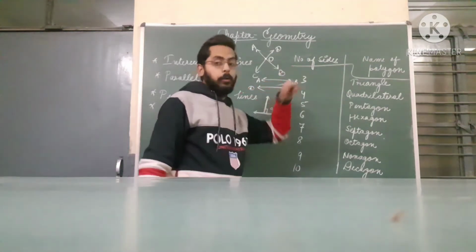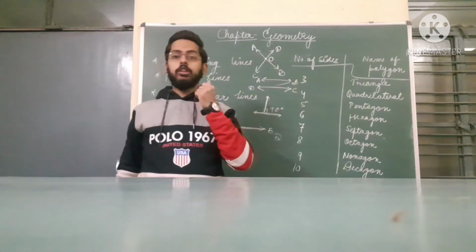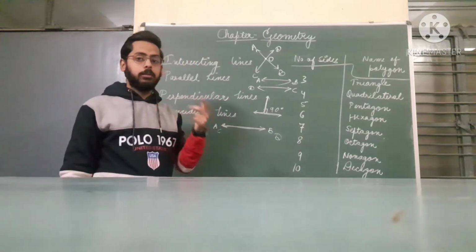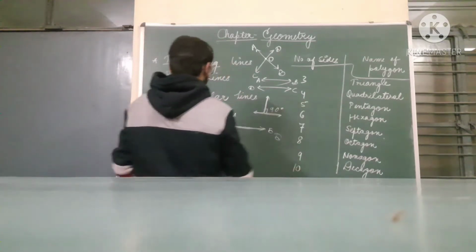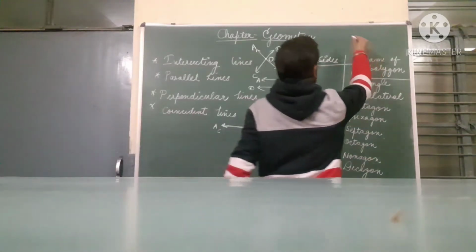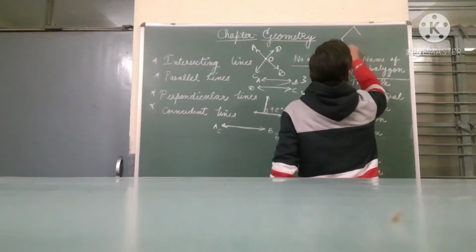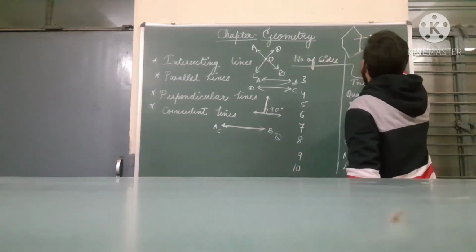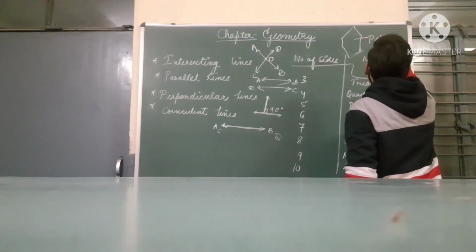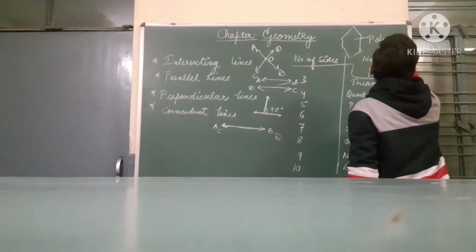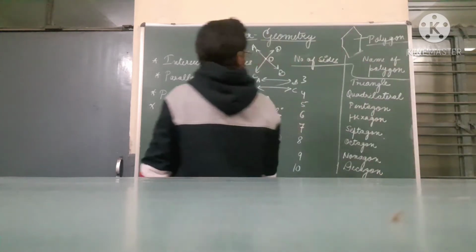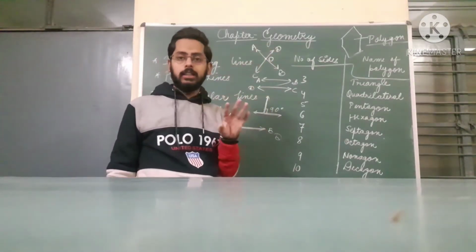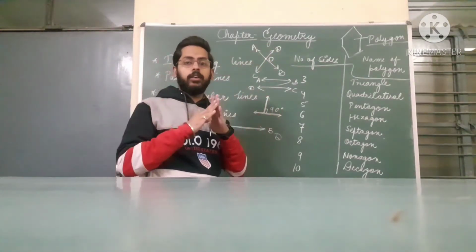Now we will discuss the polygons. What is a polygon? A polygon is a figure which can be formed by joining line segments. Suppose we have taken lines like this. These are the line segments, and we have joined them. After joining them, we got the figure, and that figure is known as a polygon. It does not have to be only 6 sides; for any number of sides, the figure formed by joining line segments is known as a polygon.